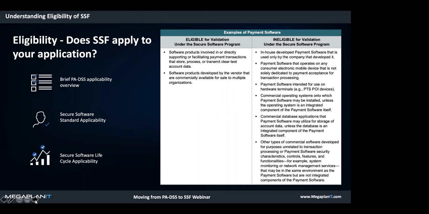The types of products that wouldn't be eligible, in brief: an in-house developed app for one entity, applications that operate on consumer devices that are not solely dedicated to payments, something like a payment application on a phone. Anything intended to be loaded on a specific hardware terminal is not eligible at this time. Also not eligible are operating systems that have integrated payment modules, a database that would have some manner of integrated payment, and any other type of commercial software developed for a purpose unrelated to transaction or payment processing.